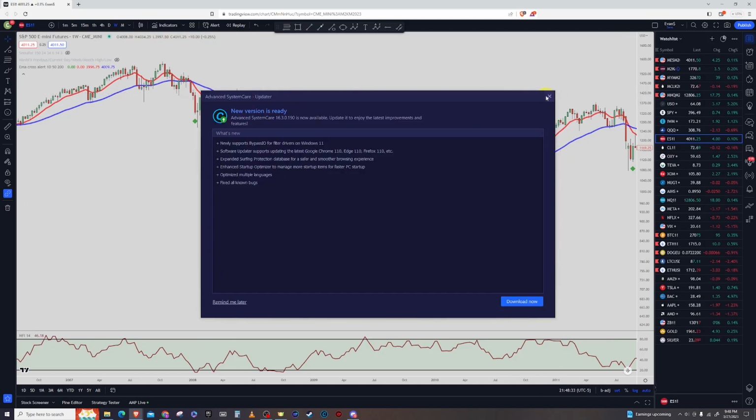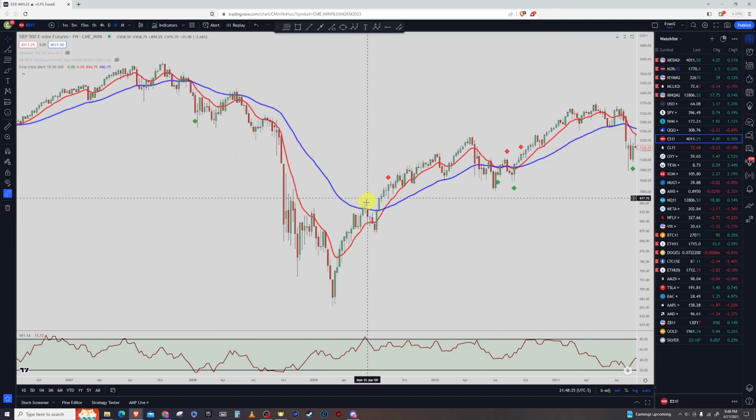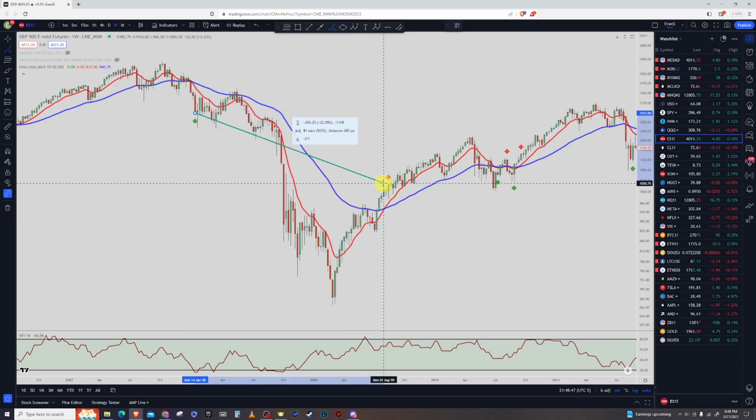Or you can wait until you get a cross going the other way, like this red diamond right here. Price goes up and broke above it right there. If you had done it that way, for this trade you would have made 295 points on the S&P 500 futures.